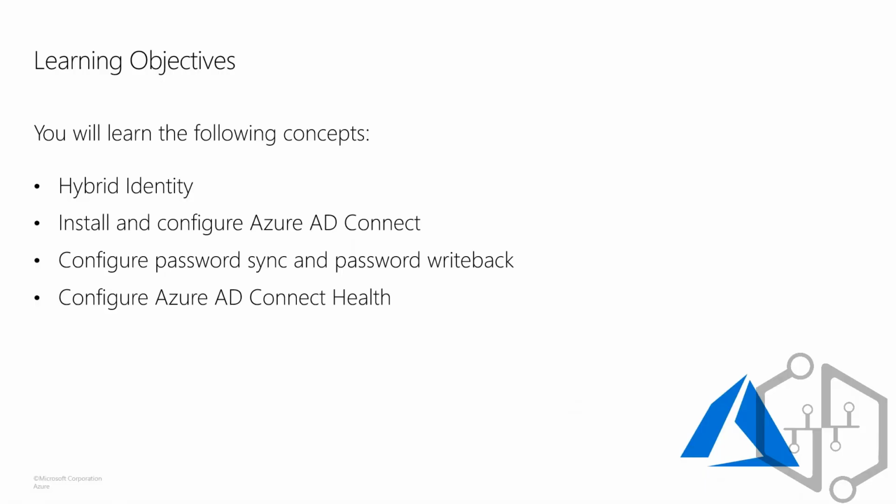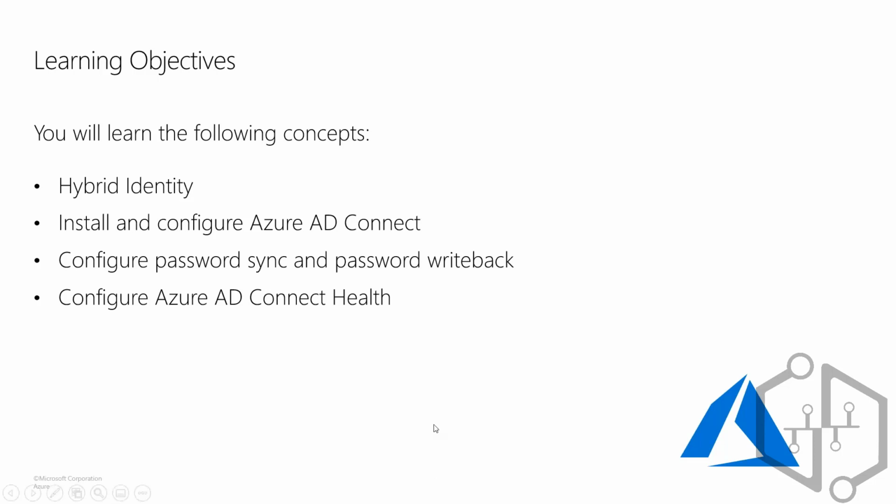In this module, we're going to discuss the hybrid identity, and the steps for installation and configuration of Azure AD Connect. The third thing we're going to discuss is password sync and password write back. And finally, we'll discuss Azure AD Connect Health: when you are synchronizing multiple users, how many users have been successfully synchronized and how many have a problem, all that information you'll get as part of your Azure AD Connect Health.